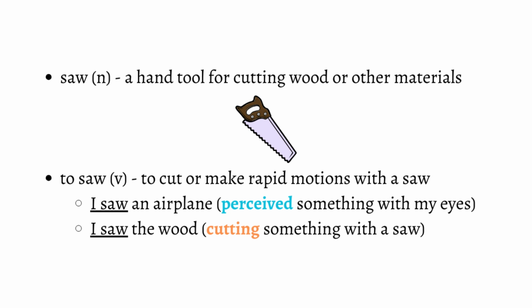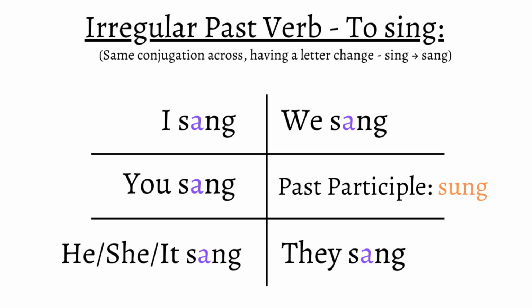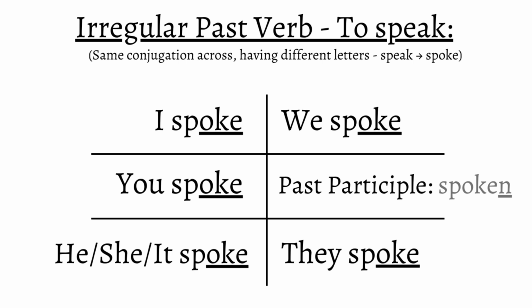The difference can be told in context, and even then, the verb to saw is mainly used in the progressive, which is an easy way to tell the difference. I am sawing the wood. Finally, we have to sing in the past simple. Sang. We have a letter change, but its past participle has a different letter change. Sung.